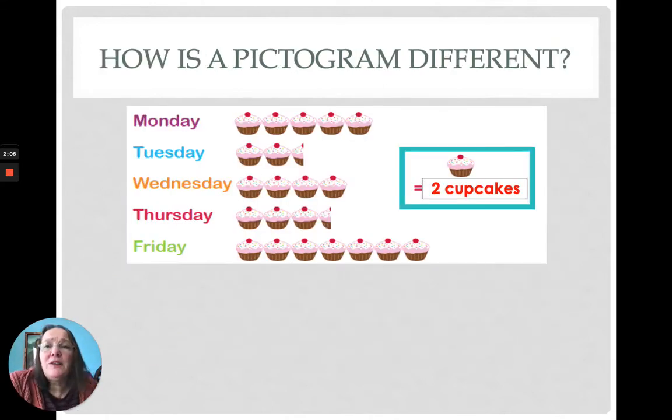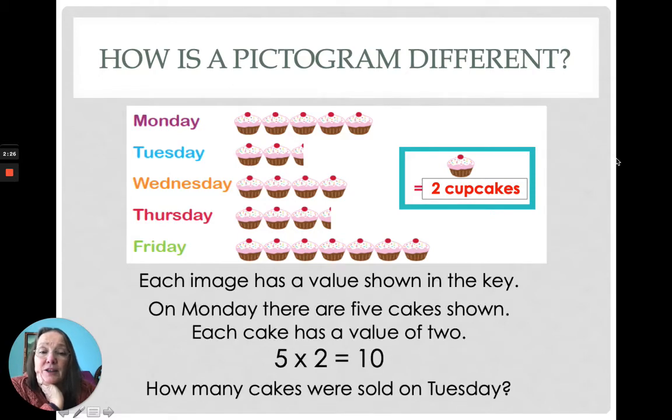Right, what's different about this? I'm using the same information, but this time I'm showing it to you as a pictogram. The important thing to look at is not just the pictogram, but the key. The key is really important. So, each of those little pictures, each of those images has the value shown in the key. So on Monday, you can see there are 5 cakes. So each cake has a value of 2, because I can see that in my key. So 5 times 2 is 10.